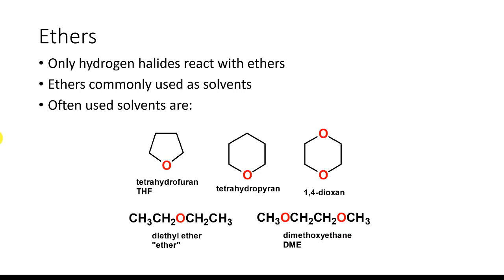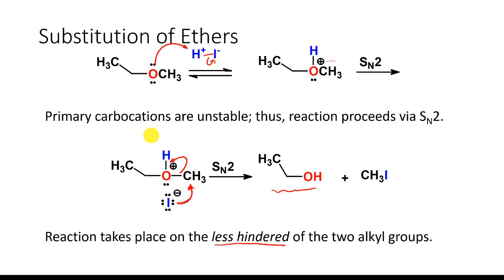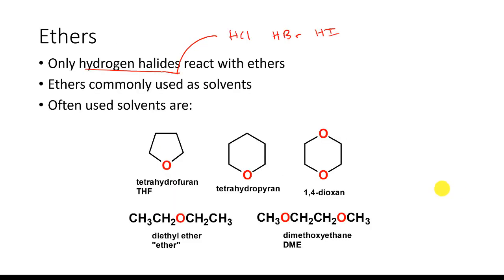So one of the applications of ethers is that they're often used as solvents. The reason we're using them as solvents in organic chemistry is because they tend to be relatively unreactive. The only things they really do react with are hydrogen halides, HX, like HCl, HBr, and HI. Those acids will react with ethers through the mechanisms that we saw on the earlier slides in substitution reactions of ethers. But for the most part, they're generally unreactive.